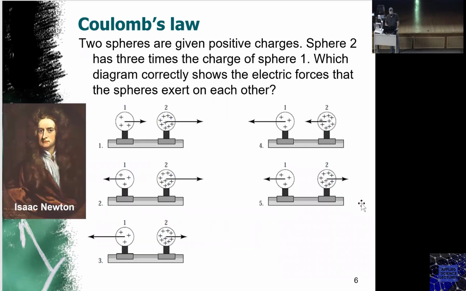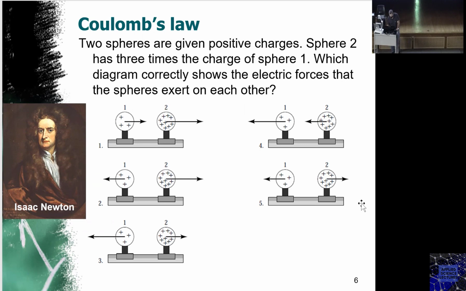So let's look at this example in order to understand how those forces behave. If I have two spheres, both of them are charged with positive charge. Sphere number 2 has 3 times the charge of sphere number 1. Which diagram correctly shows the electric forces that the spheres exert on each other?